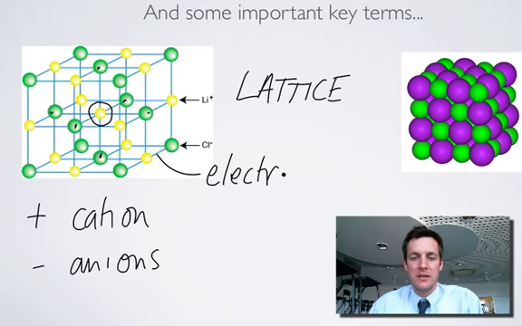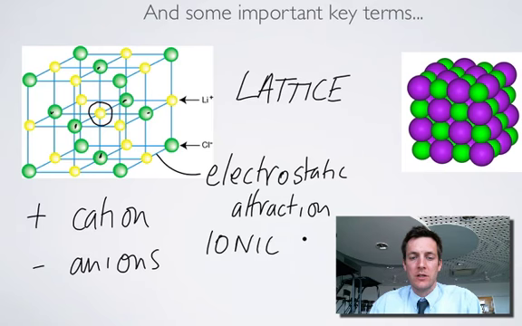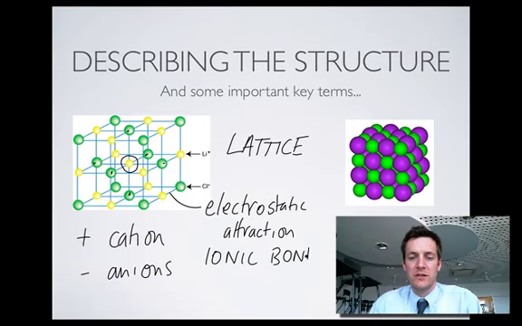But anyway, this is the electrostatic attraction between the oppositely charged ions. So positives attract negatives. This electrostatic attraction between positives and negatives, that is what we refer to as an ionic bond. So that's an important definition to learn. An ionic bond is the electrostatic attraction between oppositely charged ions in an ionic lattice. Okay, so that's what the structure looks like.